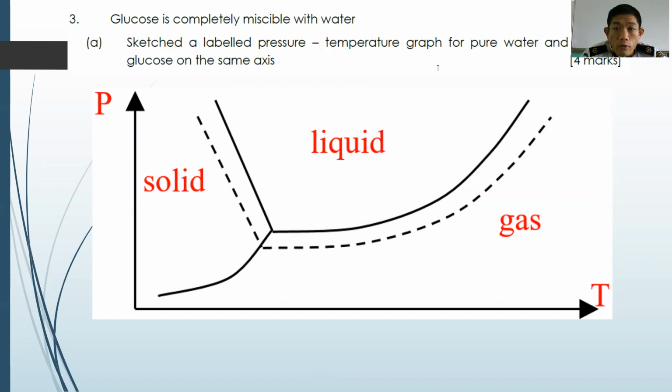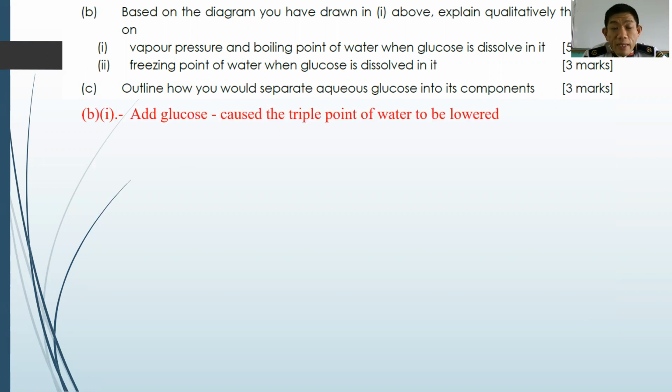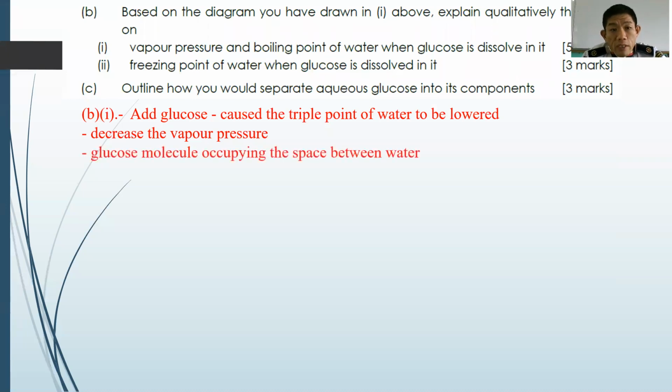Okay, so we move on to the next question. Based on the diagram you have drawn in 1 above, explain qualitatively the effects on the vapor pressure and boiling point of the water when glucose dissolves in it, and the freezing point of water when the glucose dissolves in it. So each of them will have marks eventually. So how are you going to explain this? So the vapor pressure and the boiling point of water is greater than expected. Why? Because after adding the glucose, the triple point will be lower, hence it decreases the vapor pressure. So when your vapor pressure decreases, the boiling point will increase as the glucose molecules occupy the space between water.